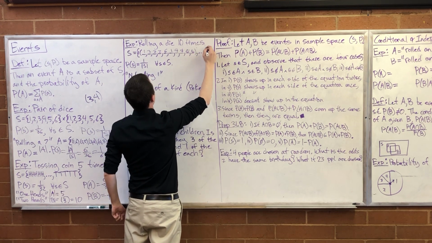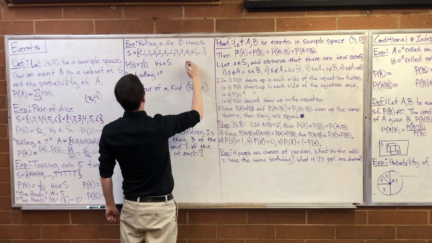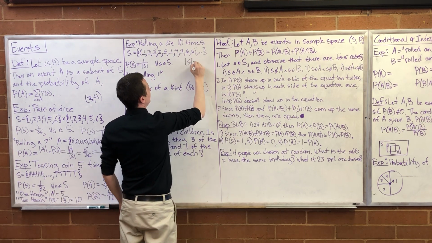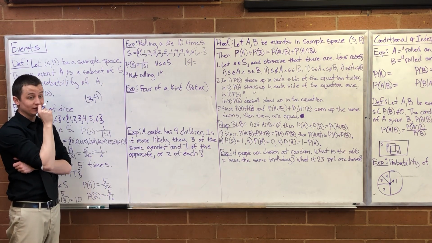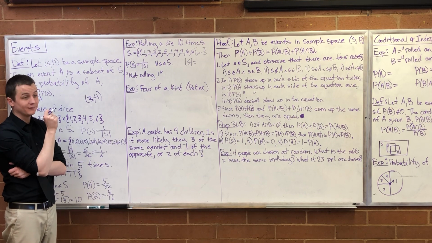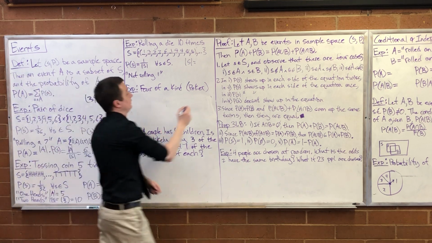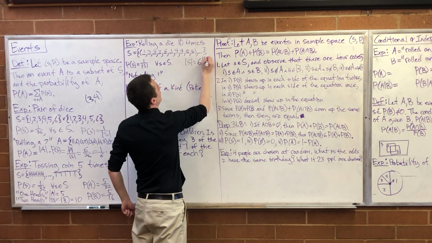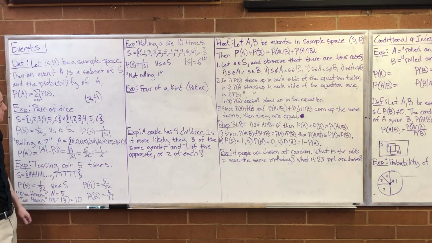How many things does S have in it? 6 to the power of 10. So the size of S is 6 to the 10. Good job, no backtracking, I like that. Okay, so that's the size of S, 6 to the 10.